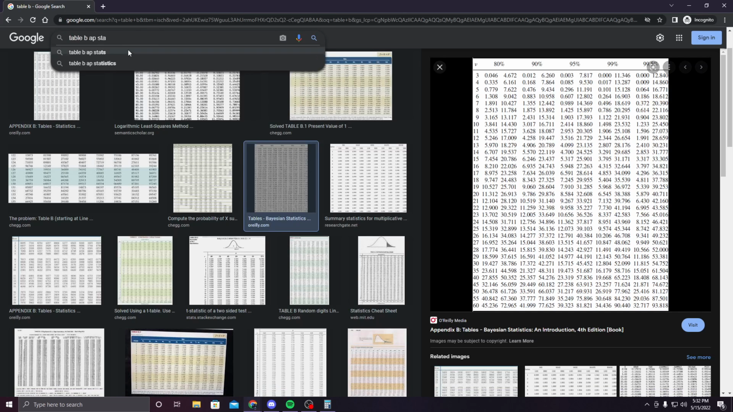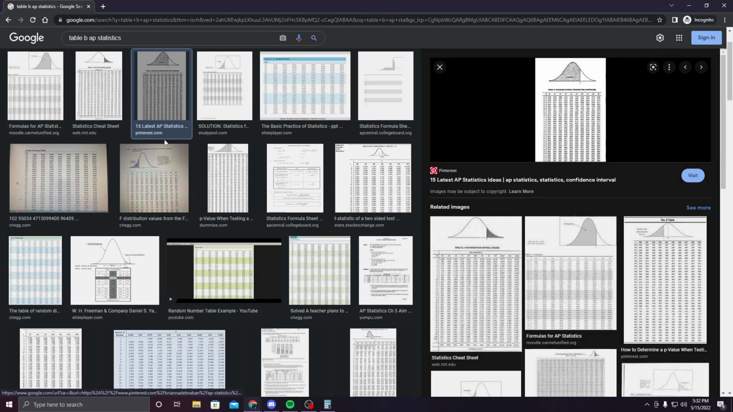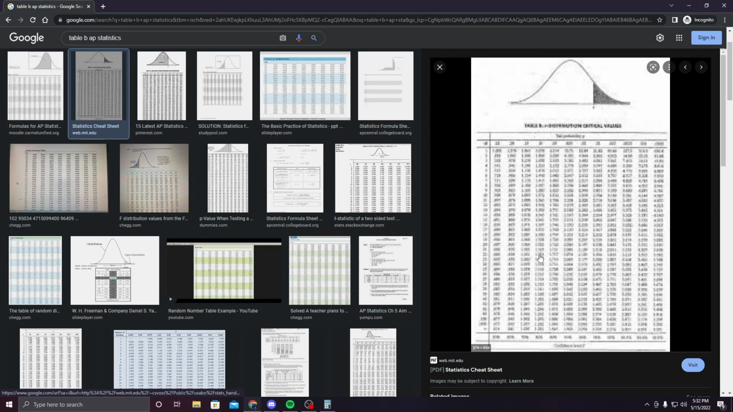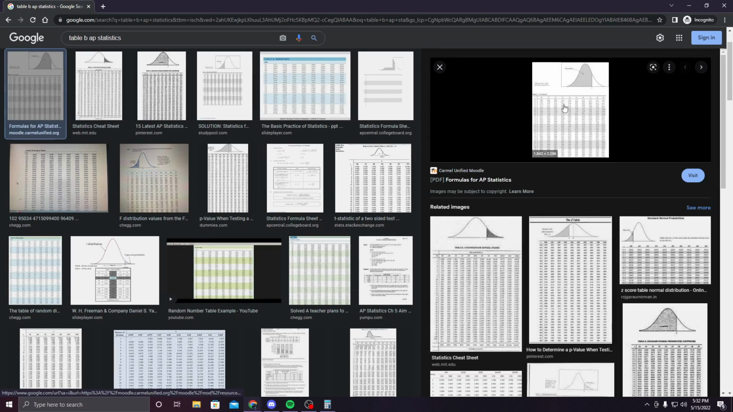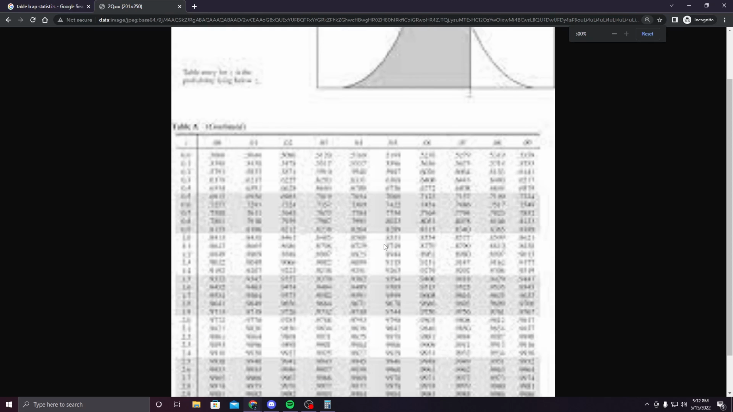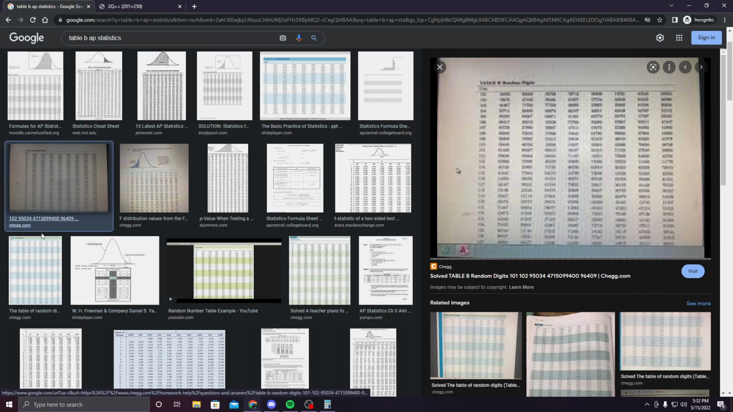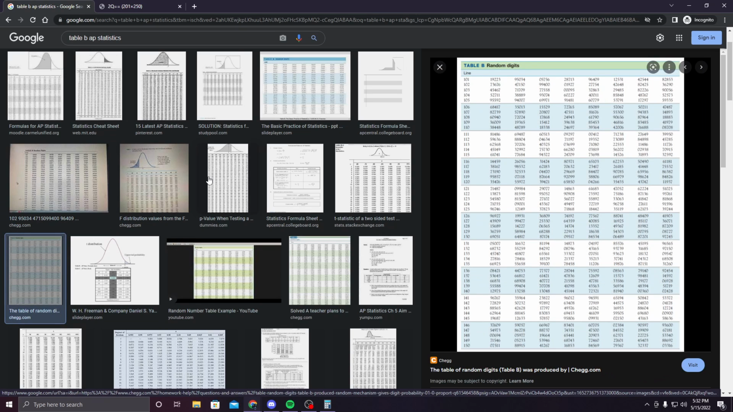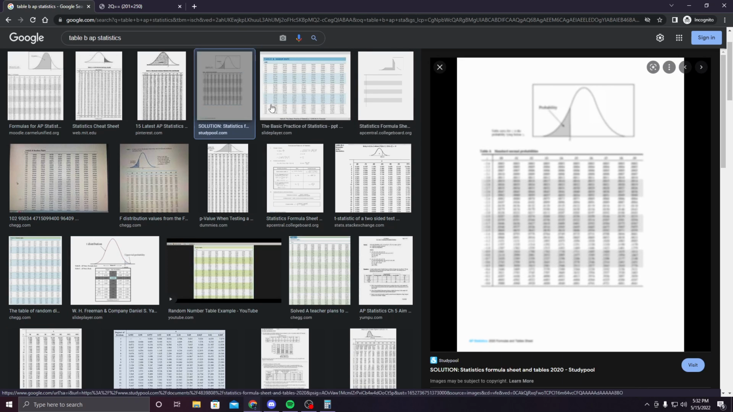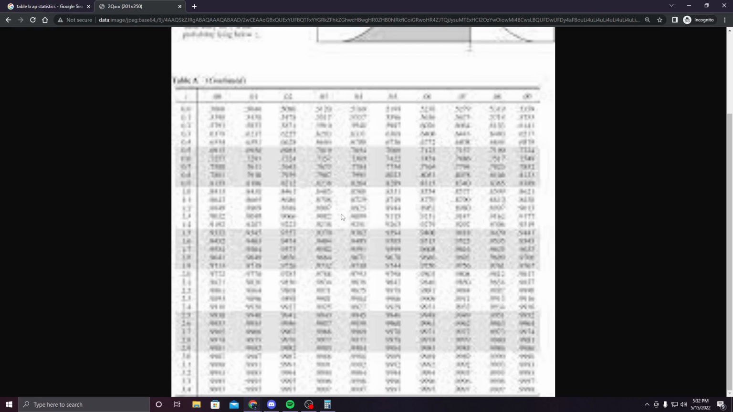AP statistics. Oh, there we go. If only this would give me a better quality. Copy image. Paste. Oh, I didn't think this through. Why is none of it giving me this? All right. Here, I will just use this just to demonstrate.